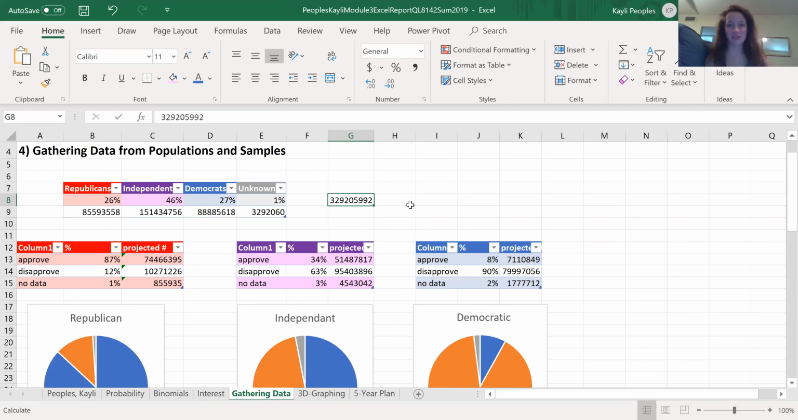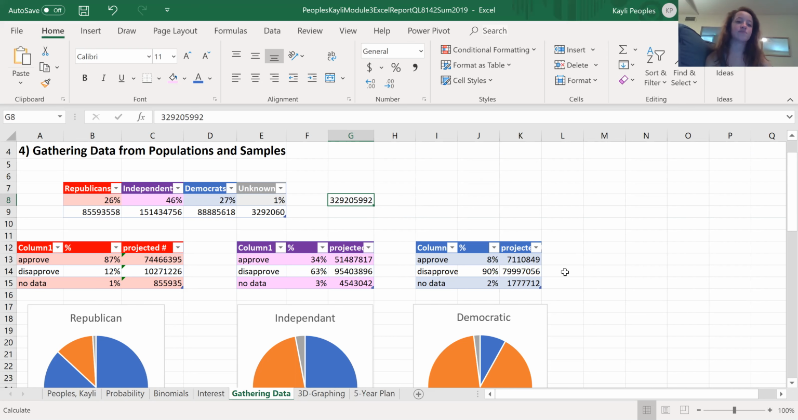There's 27% Democrats, and then I took that with the population to find the projected number of people for those categories. And then I looked to see what percentage of Republicans were supportive of Trump and what percentage were not, and the same for the Independents and the Democrats. And these are the charts for those.